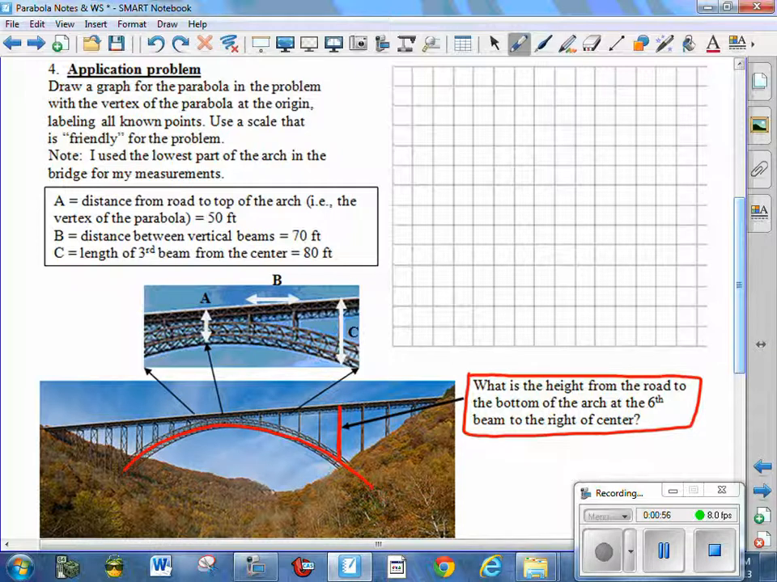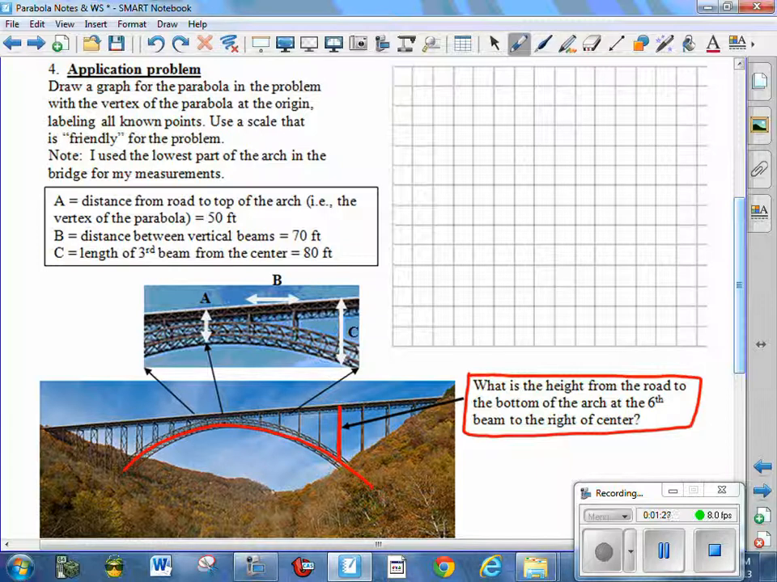So let's start with, how do we approach an application problem like this? The first thing is we want to draw a graph for the parabola in the problem, and we want to make the graph as easy to work with as possible. So automatically, when we're doing an application problem, think, where's the easiest place to put the vertex? In this case, at the origin. That makes sense. We also want to make sure that we use a scale that is friendly to the problem, numbers that fit nicely with the things we're given in the problem.